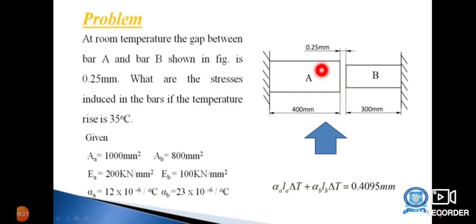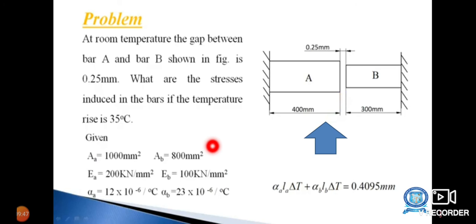So you can see this diagram. A is one type of material, B is another type of material. They have a small gap. The gap is 0.25 mm. The lengths are given: A length is 400 mm, B length is 300 mm. The areas are also given in the problem. A section area is 1000 millimeter square, then B section area is 800 millimeter square.